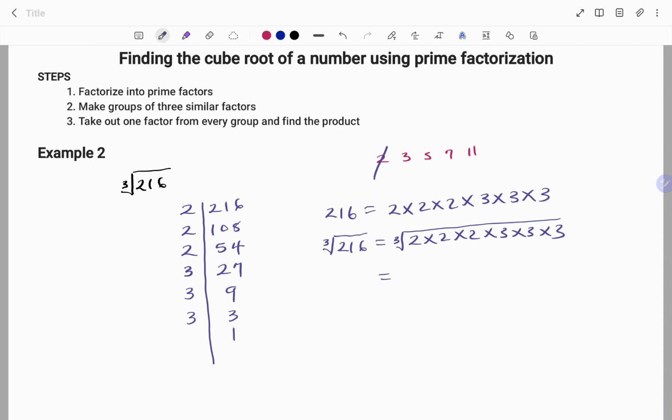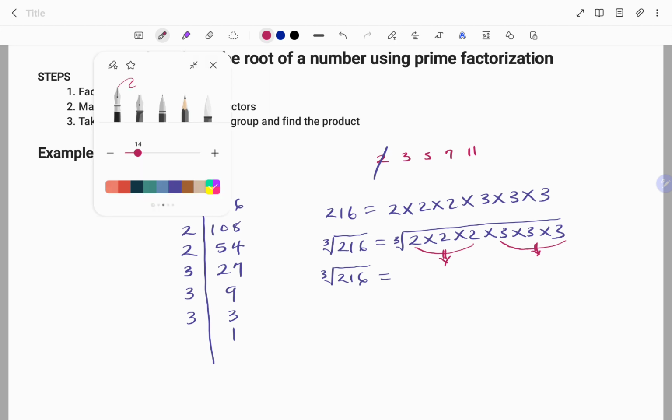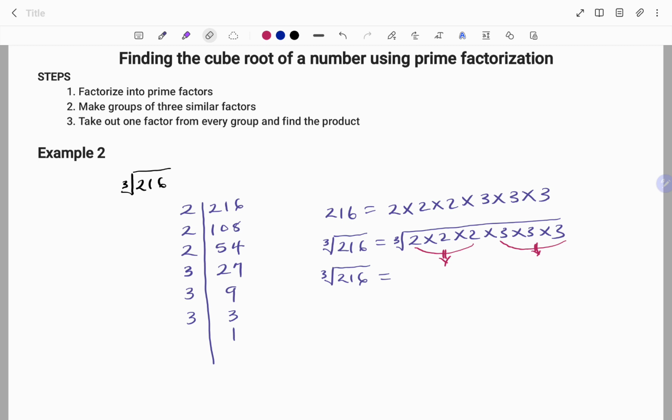The next step says, make groups of 3 similar factors. Doing that, we have 2 times 2 times 2, that's one group of 3, and 3 times 3 times 3, that's another group of 3. The next step says, take out one factor from each group. If we take out one factor from one group, we have 2. We take out another factor from the other group, which is 3. We find the product of all the factors we are taking out. Therefore, the cube root of 216 is 2 times 3, which is 6.